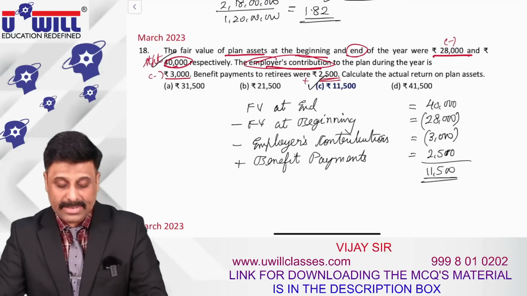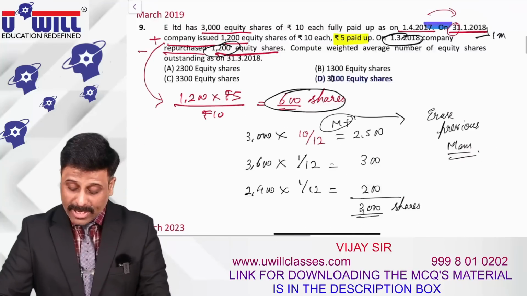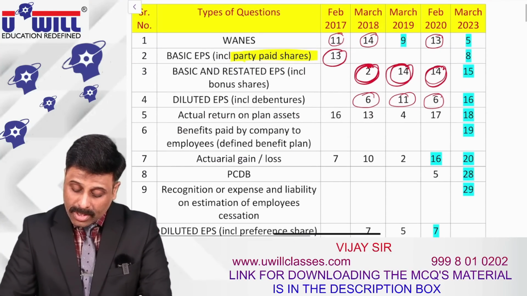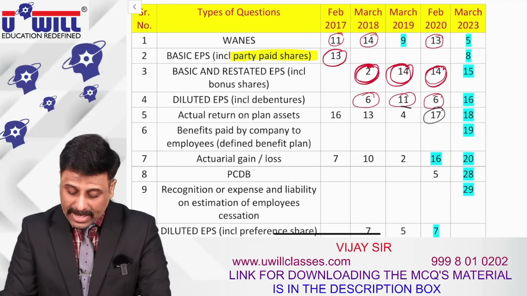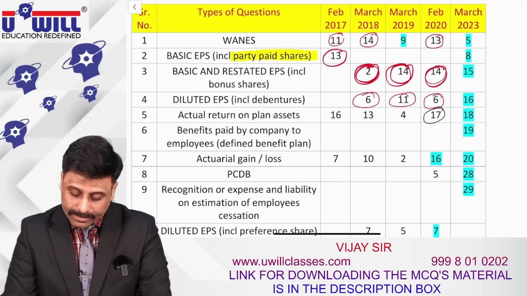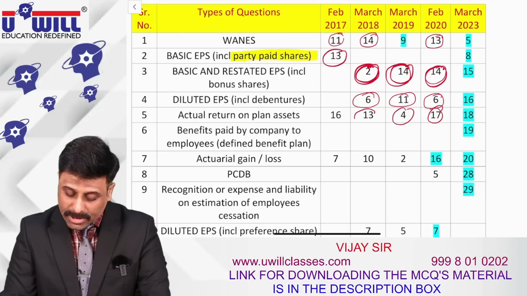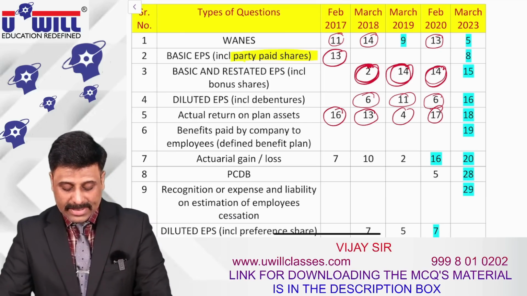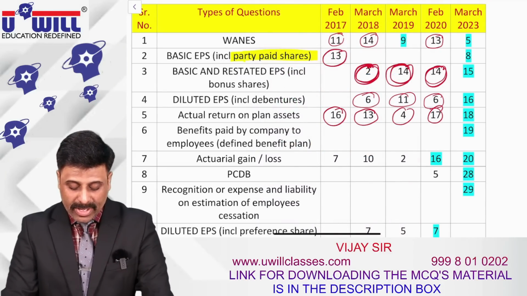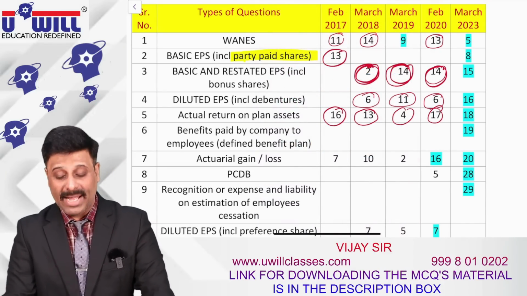That is option C. Okay, very easy to calculate. You just have to remember these formulas. You all try these 5 questions on your own. 2020's question 17, 19's question 4, then 18's question 13 and 17's question 16. Right? Next, benefits paid by company to the employees, that is defined benefit plan.